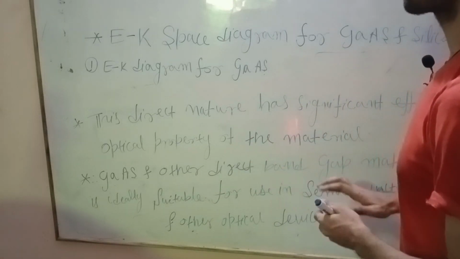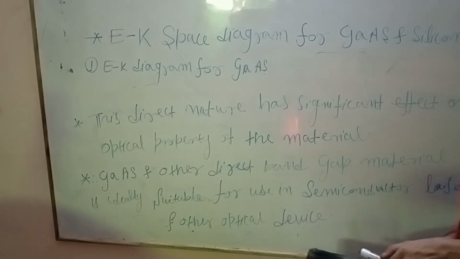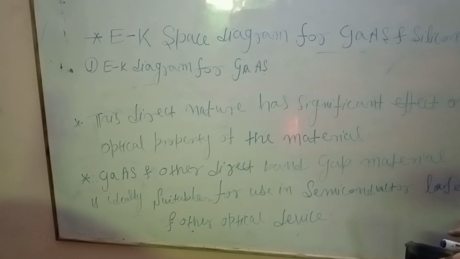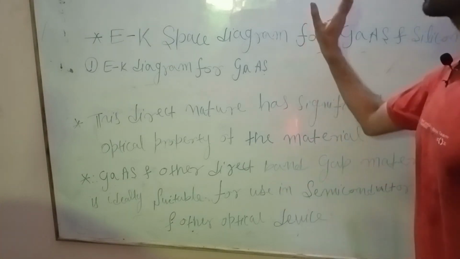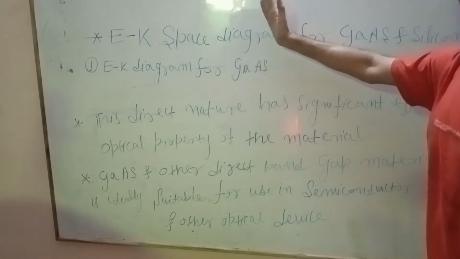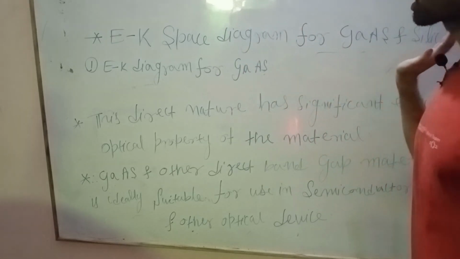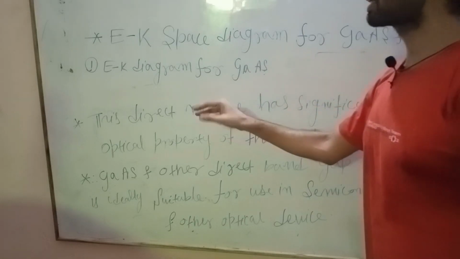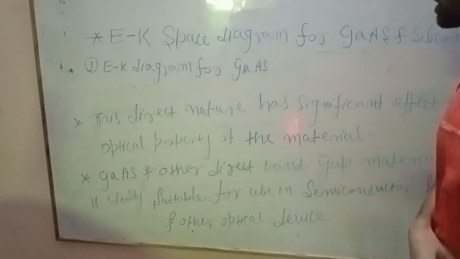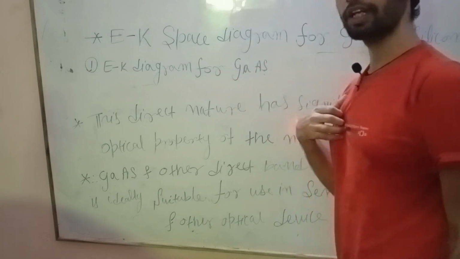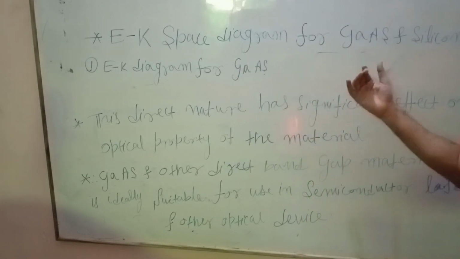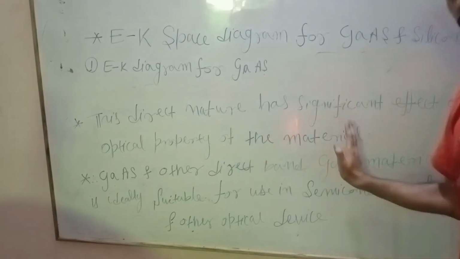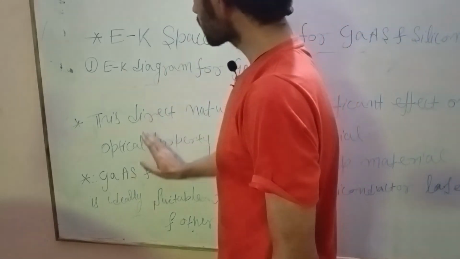So these are all about the E-k space diagram for gallium arsenide. Everything we have seen here: during the transition of an electron between the conduction band and valence band, there is no change in crystal momentum, and because of direct nature, both energy and momentum have been conserved.